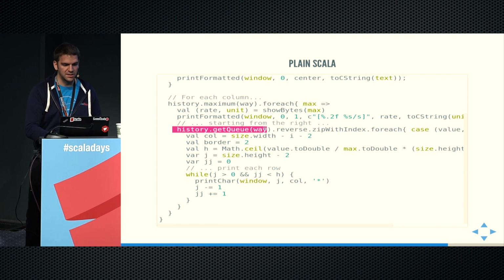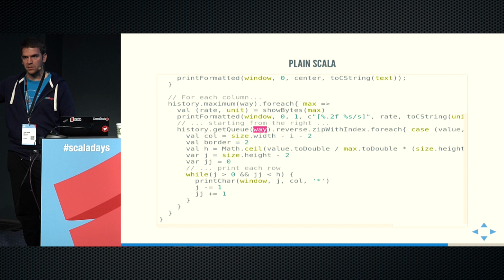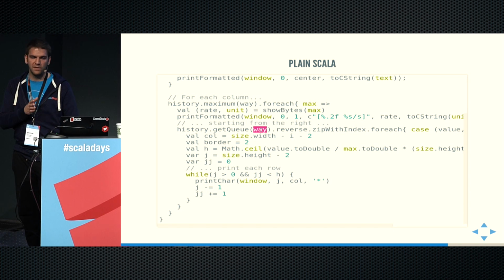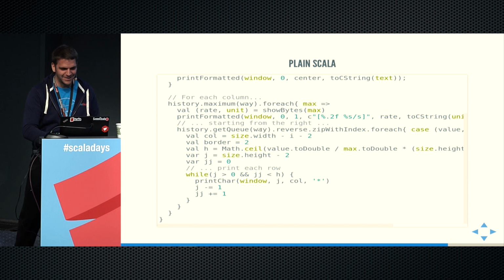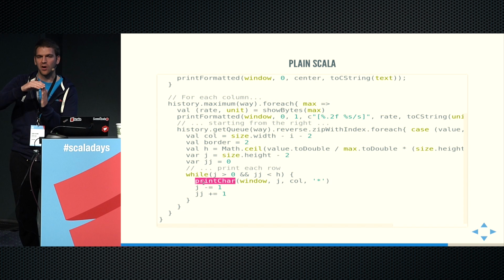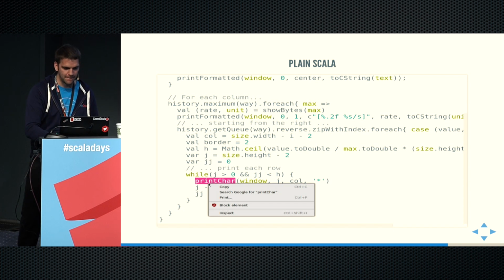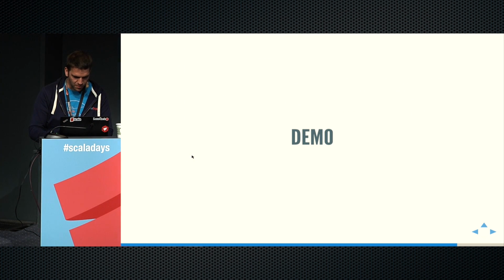And what we do here is we select a way, so receive or transmit. We start from the reverse of the queue because we print from right to left. And then we iterate over those columns, we iterate over those rows, and we print the characters until we reach the top of one bin of the histogram. Does that make sense? All right. So let's show a demo of this running.